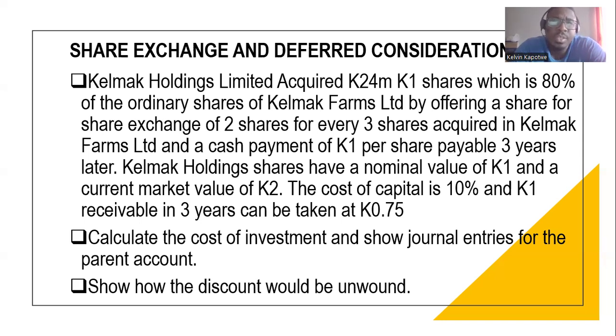So in this case, we've got a parent. The parent that we have is Kelmark Holdings, which acquired Kelmark Farms, right? So the transaction was that they got 24 million shares, and these 24 million shares have a nominal value of 1 kwacha, all right? And they represent 80% of the ordinary shares of the subsidiary which they acquired. So by it representing 80%, we know that Kelmark Holdings becomes the parent and Kelmark Farms becomes the subsidiary, right? Because they're having more than 50%.